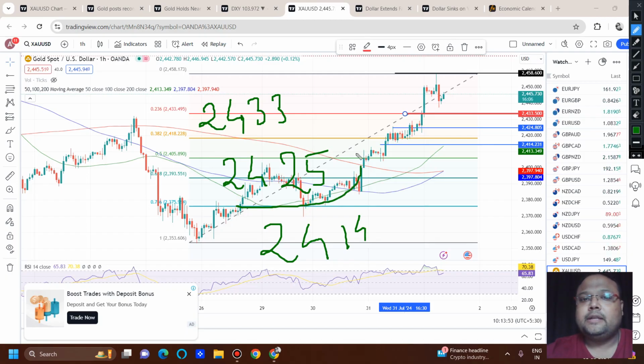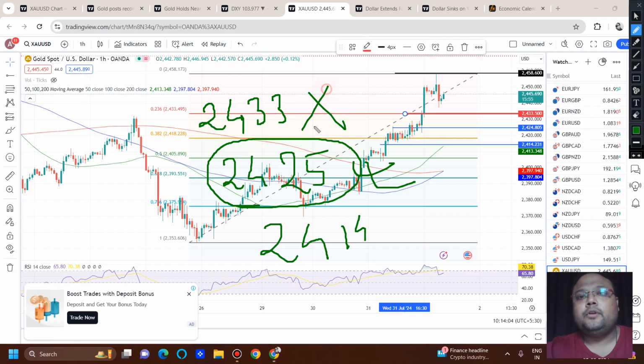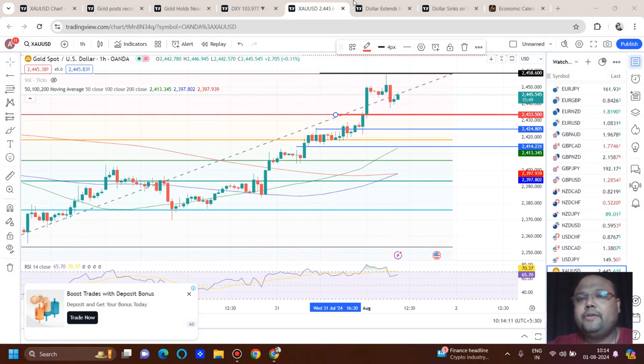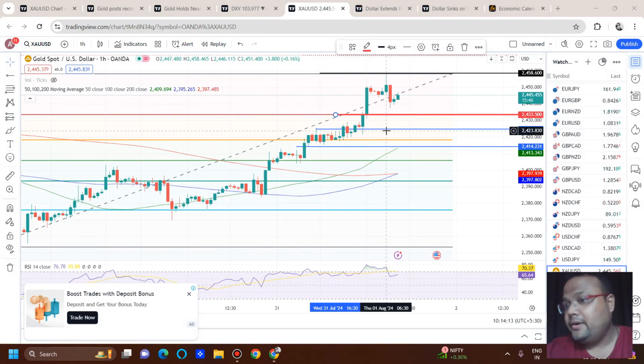These are the three levels where we can look for a buy position. Personally, I believe 2425 is the best, the strongest level where we can look for a buy position. The rest of the levels are also good, but they will not work at the time of news. When the market is volatile, 2433 will not work, 2414 may not work, but 2425 seems to be a good one.